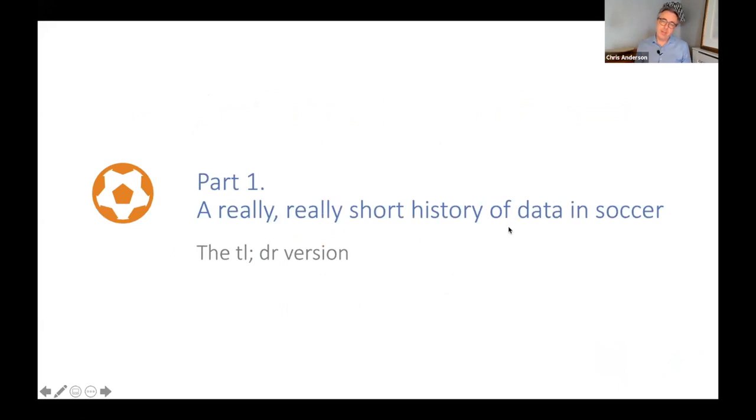There's a bit of a setup here, and I'm going to give you a really, really short history of data in soccer. It's a simple story, but it's a different story from what you might know about the history of data in American sports, and certainly the history of data in a sport like baseball, which we all know from the story of Moneyball. So to make the point about the use and availability of data in soccer, let me show you a picture.